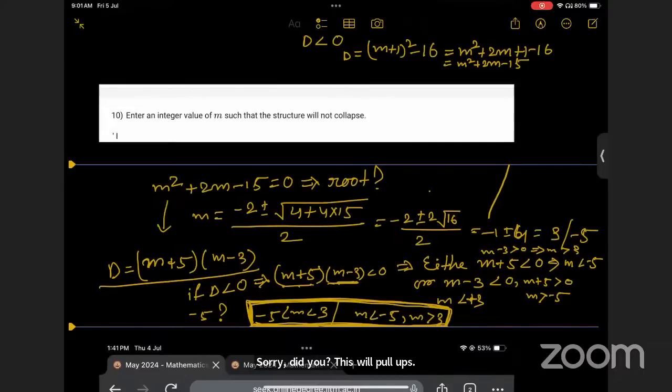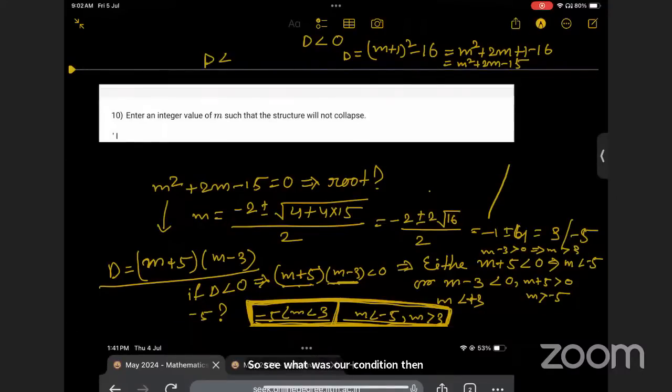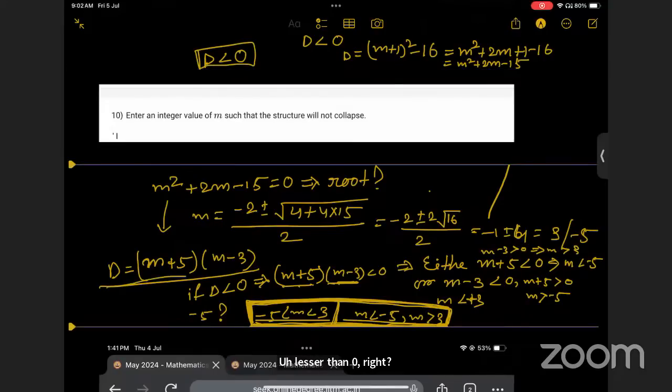Okay, you can take any integer from this interval or from this interval. Ma'am, can you explain how we got that interval again? How did you use that equation? Okay, so see, what was our condition? The discriminant will be lesser than 0, right? And we found that this is our discriminant. That means (m plus 5)(m minus 3) will be less than 0. Up to that, this is fine, right?